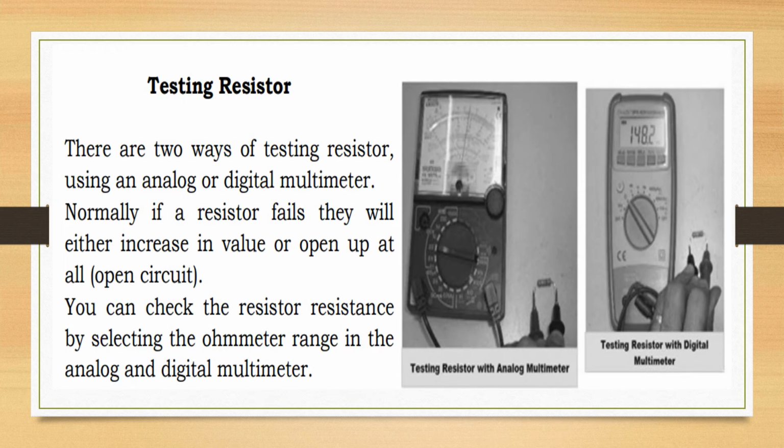Testing resistor. There are two ways of testing a resistor: using an analog or a digital multimeter. Normally, if a resistor fails, it will either increase in value or open up completely, becoming an open circuit. You can check the resistor's resistance by selecting the ohmmeter range on the analog or digital multimeter.